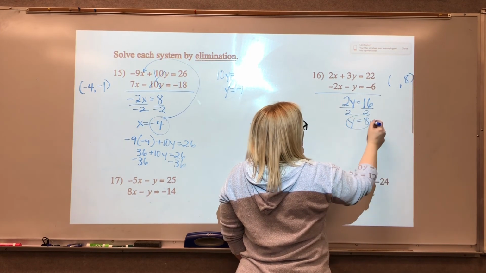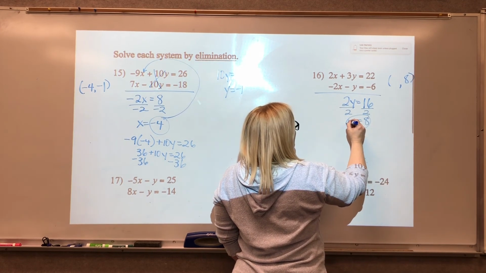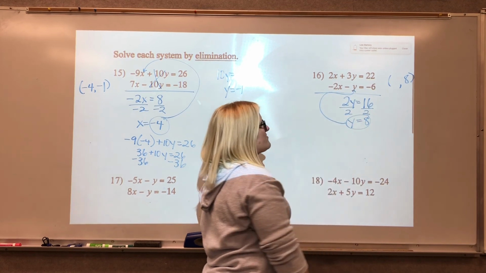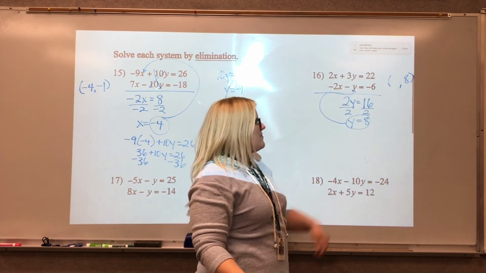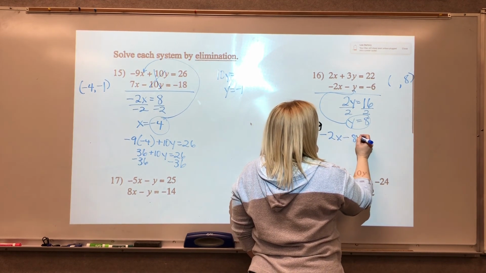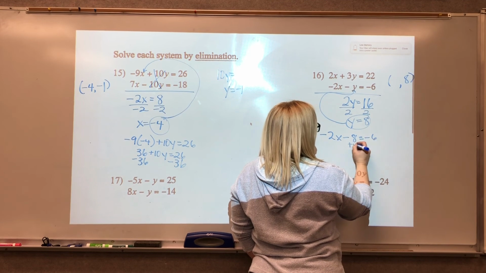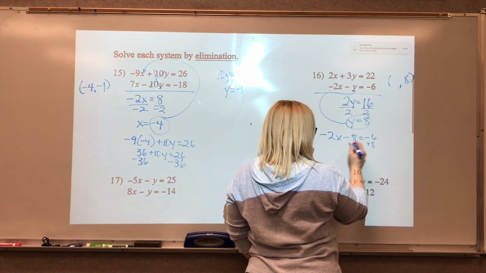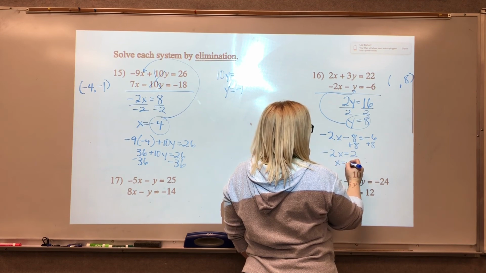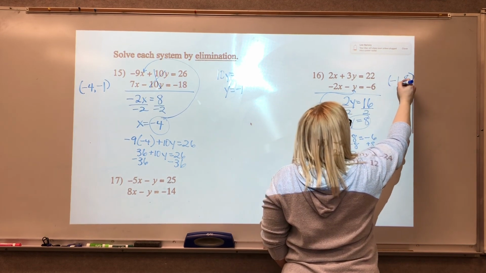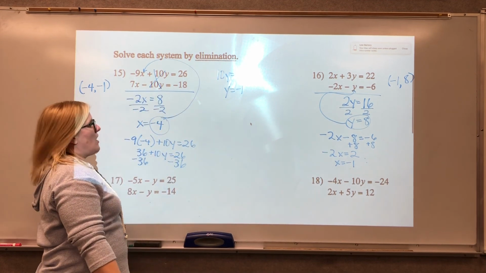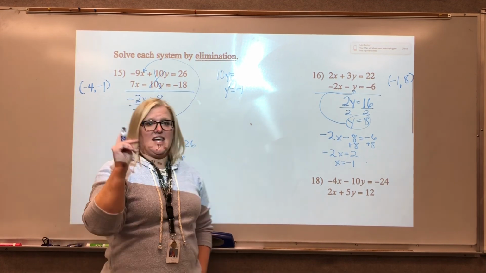And we take this, and we're going to plug it in. I think I'm going to plug it into this one this time because it's by itself. I don't have to multiply it by a 3. So I have negative 2x minus 8 equals negative 6. I add 8, and I have negative 2x equals 2, so x equals negative 1. So there is my answer to number 16. All right, we'll do number 17 in the next video.